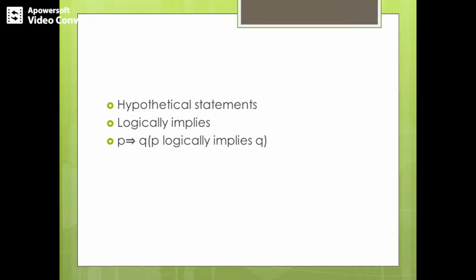The arrow symbol is used to denote the word implies. Whenever a hypothetical statement P implies Q is such that Q is not necessarily true when P is true, we say that P does not imply Q. So these are the different terms that we are using in this presentation.